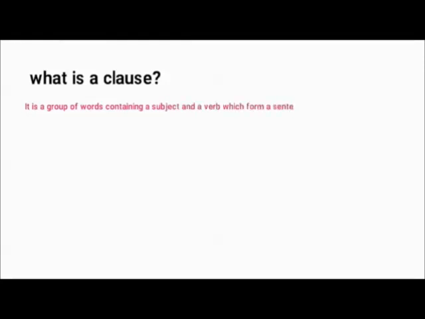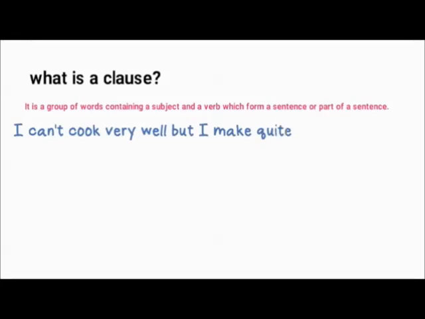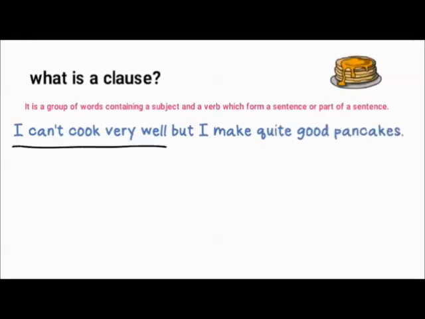So let's start with what is a clause. A clause is a group of words containing a subject and a verb, which form a sentence or part of a sentence. So an example could be, I can't cook very well, but I make quite good pancakes. I can't cook very well is a clause, and I make quite good pancakes is a clause too.